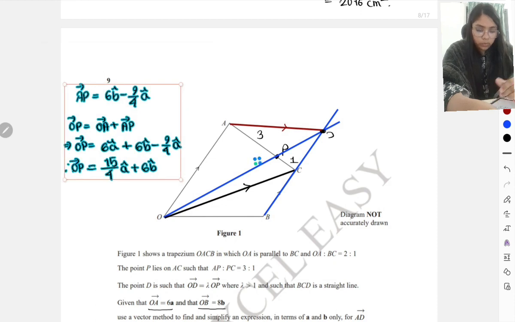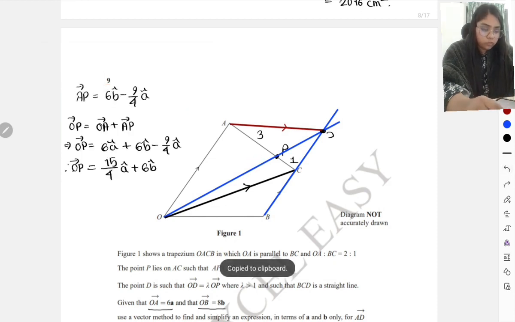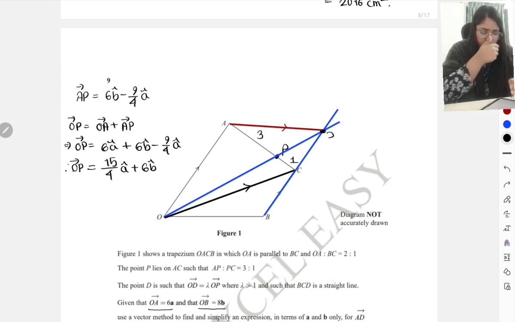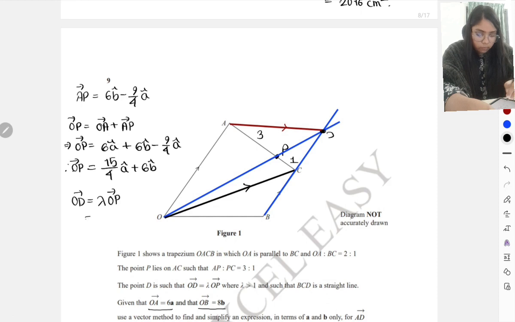Okay. Now we have an expression for OP, which we can use to find an expression for OD. I'll just write it down over here. OD was already given in the question, lambda OP. So we can finally write it's going to be 15 by 4 lambda A plus 6 lambda B, right? So this is OD. The final length for OD is found.